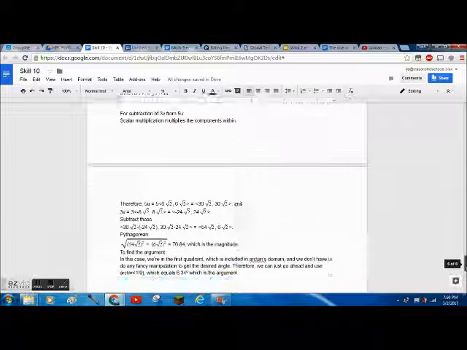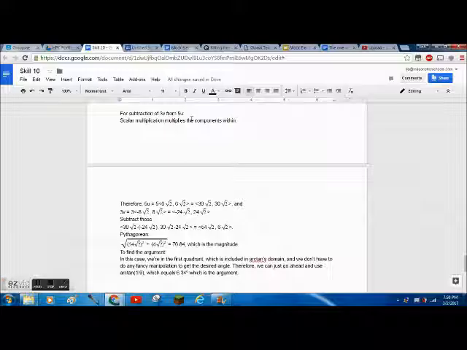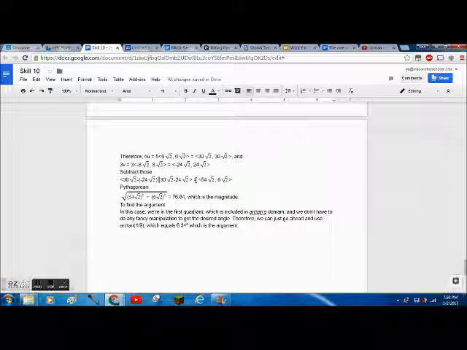For the last subtraction, scalar multiplication multiplies the components within. So 5u equals this, and once you distribute it out equals this. And 3v equals 3 times our components, which if you distribute them out, get this. Then we subtract these, and we get our components. To find our magnitude, we use Pythagorean theorem one more time, and to find the argument, we're in the first quadrant. Both of these are positive. This is included in our tangent domain. We don't have to do any fancy manipulation. Therefore, we just go ahead and use arctan 19, which is equal to 6.34, which is the argument.